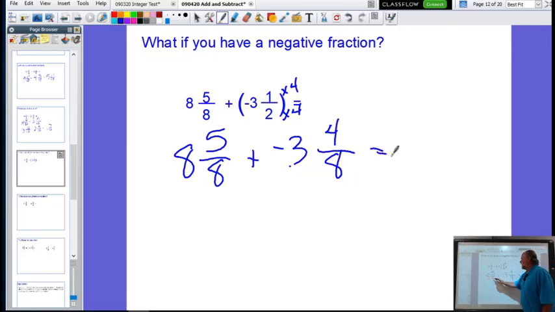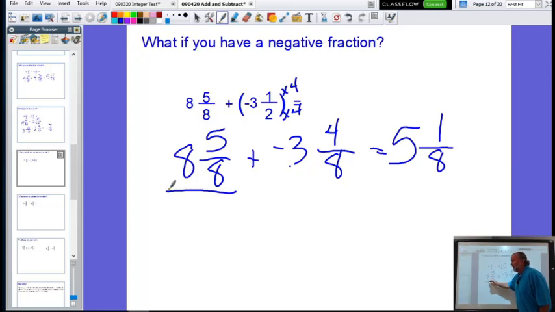And now, because my signs are different, even though it's an addition problem, because my signs are different, I'm going to subtract my numbers. So 5 take away 4 gives me 1. I keep the 8, and I do 8 take away 3, which gives me 5. Now, which number is farthest from 0? Which number has the greater absolute value? The 8 5/8 does. So this answer is positive.